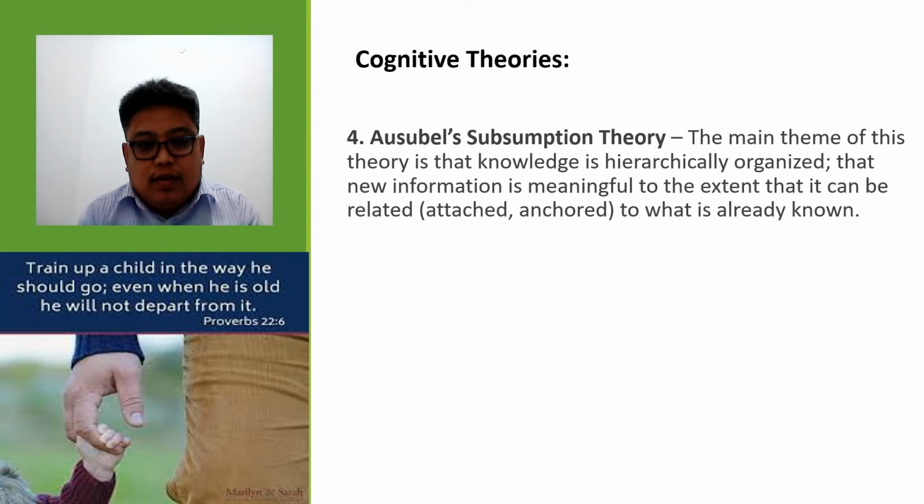The fourth theory of cognitive theory is Ausubel's subsumption theory. The main theme of this theory is that knowledge is hierarchically organized, that new information is meaningful to the extent that it can be related or attached or anchored to what is already known.